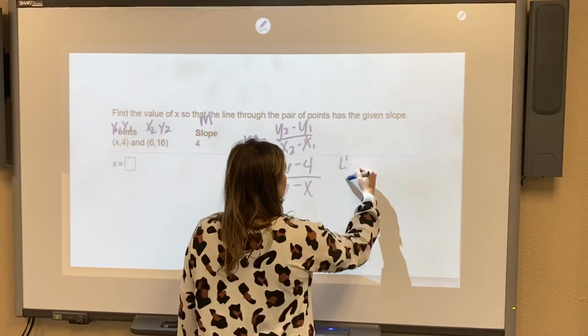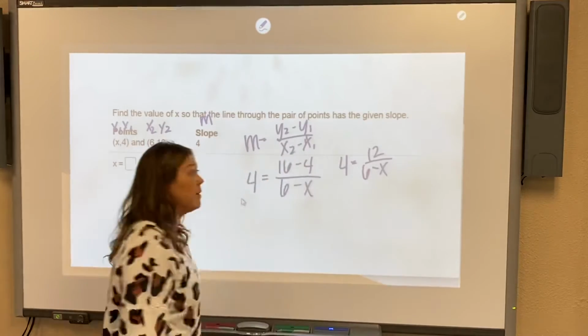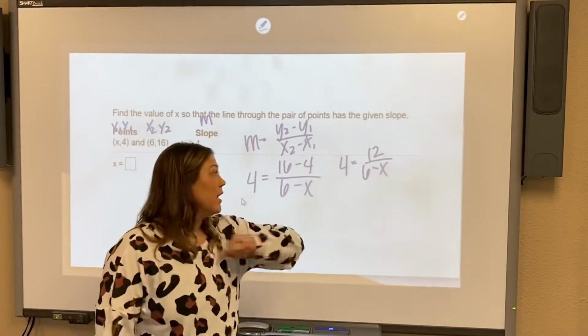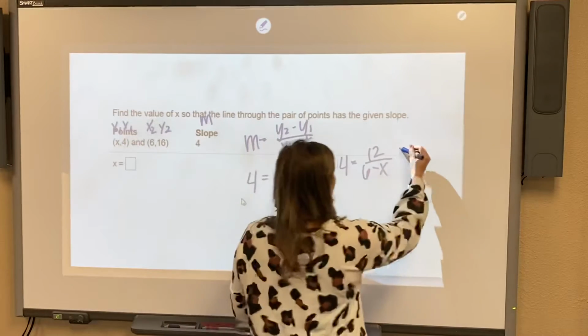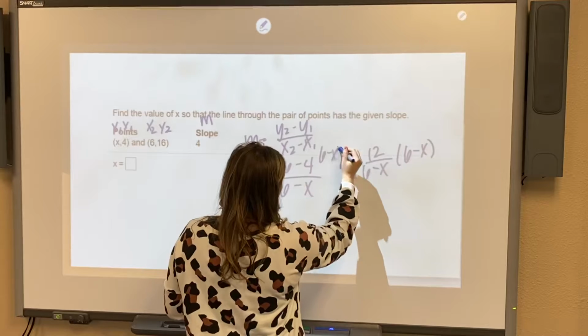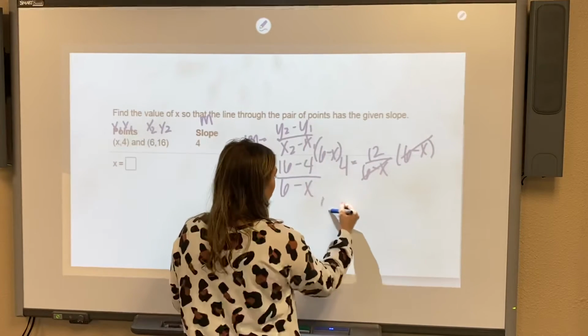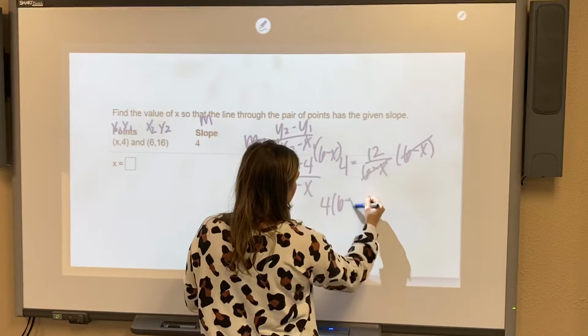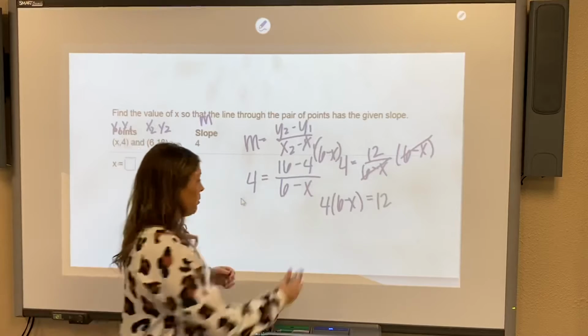So we have 4 is equal to 12 over 6 minus x. Okay, so I'm going to break up this fraction, and I'm going to multiply both sides by that denominator. So I'm going to multiply this 6 minus x to both sides to cancel that. Okay, so now we have 4 times 6 minus x is equal to 12. So now we just distribute.